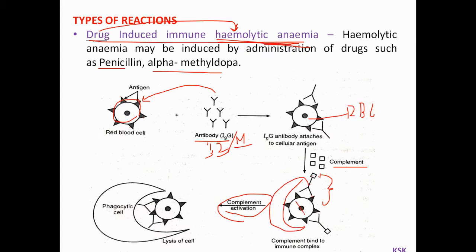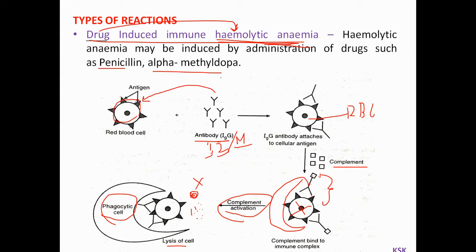How does the lysis of this cell take place? It takes place because of the phagocytic action. When the lysis of the cells takes place, the complete RBC gets broken down into small pieces. The breakdown of RBC is taking place. This is known as the phagocytic cell.